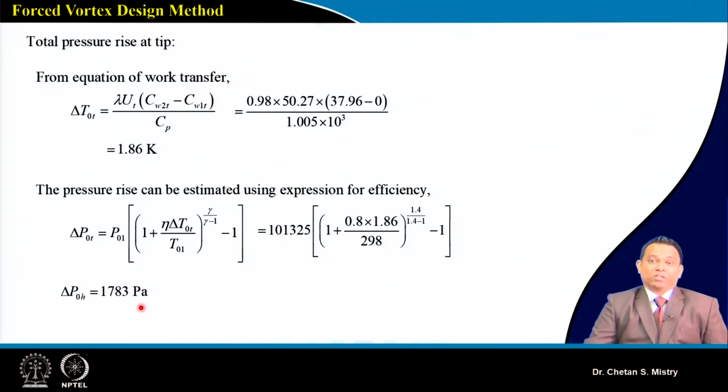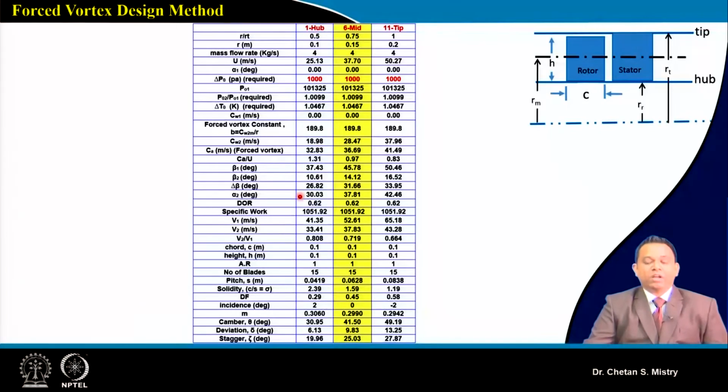Okay, so this is a cross check of how my delta P0 is varying along my span. If you put in this number, it gives me an idea about the variation of different parameters from hub to tip. Say we will be taking these three stations.